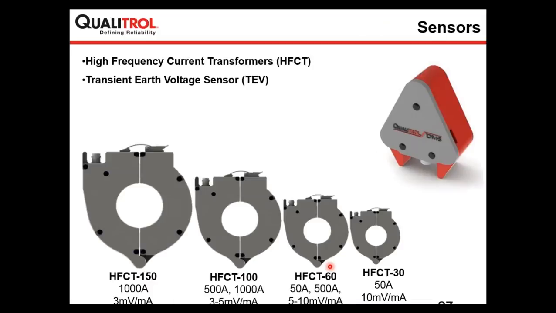Apart from the portable system, we have the sensors which will be given as a standard delivery. You have the high frequency current transformer, and as I mentioned earlier, we have different variants, and these depend on the internal diameter, its current rating, and the sensitivity. We have 4 different variants. The smallest one is the most sensitive one, while the biggest one has the maximum withstand of the power frequency current. And we have one transient earth voltage sensor that can be used to detect surface discharges.